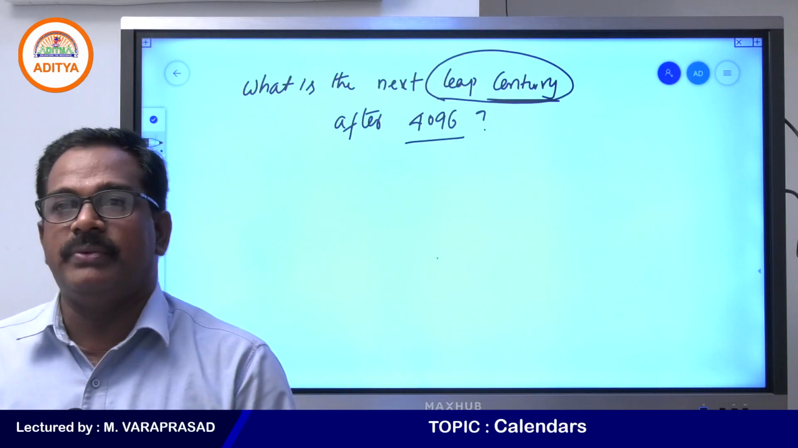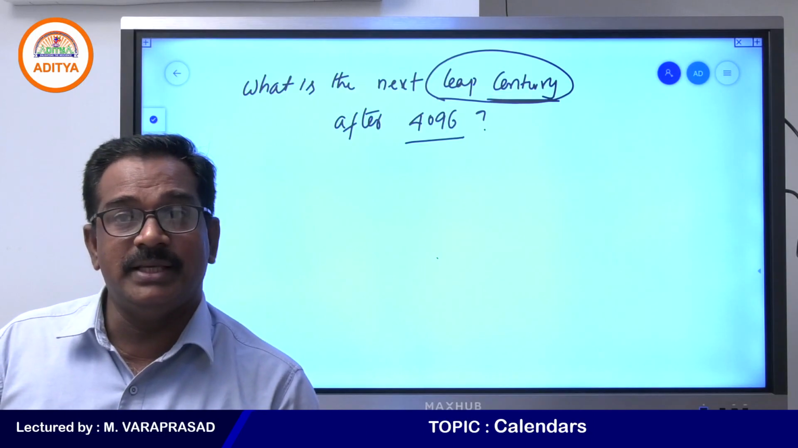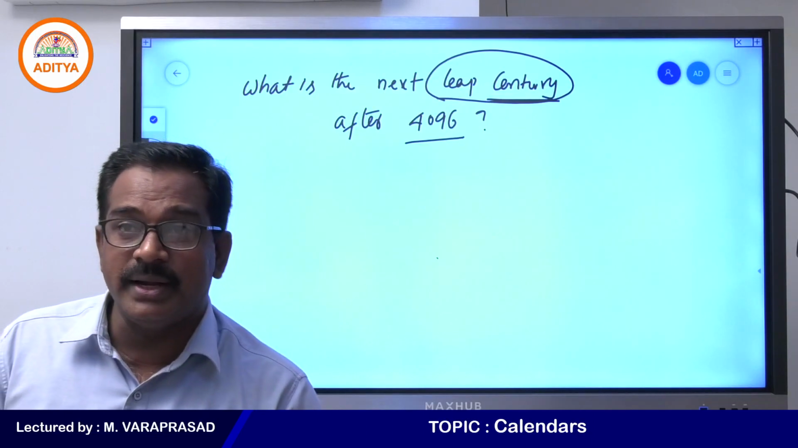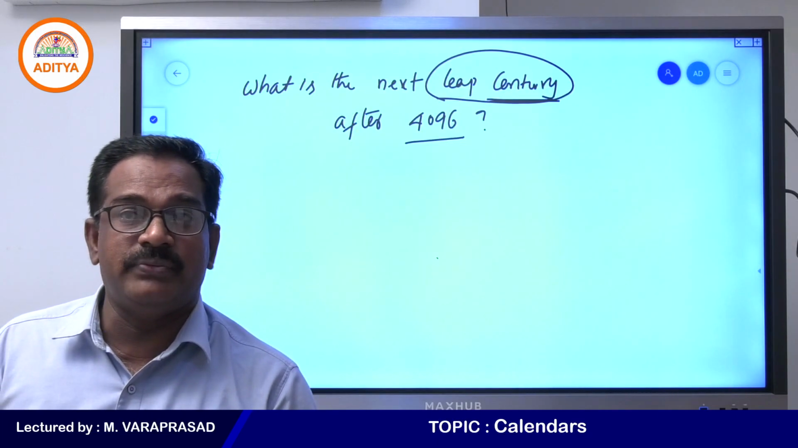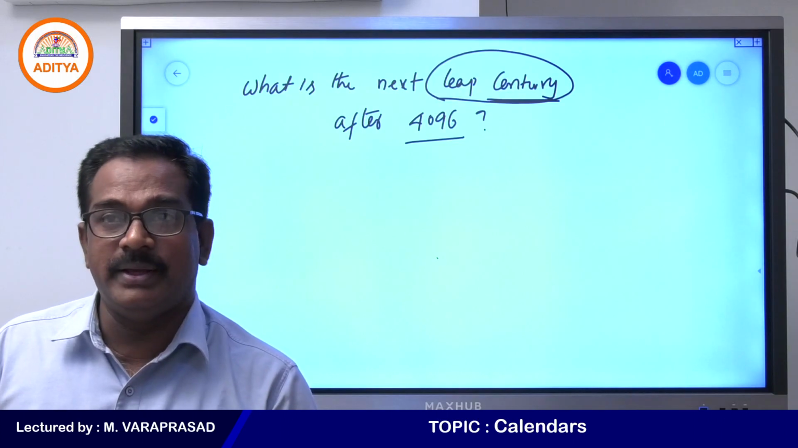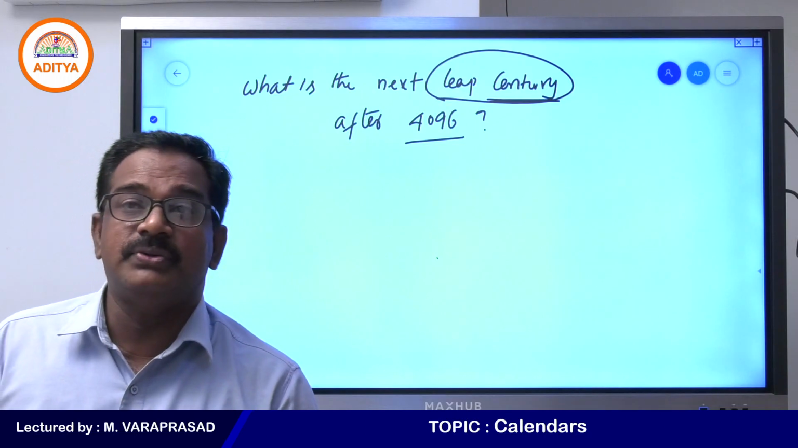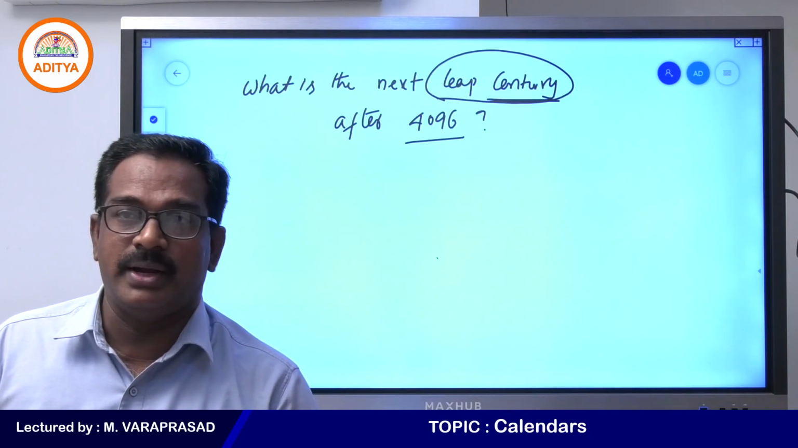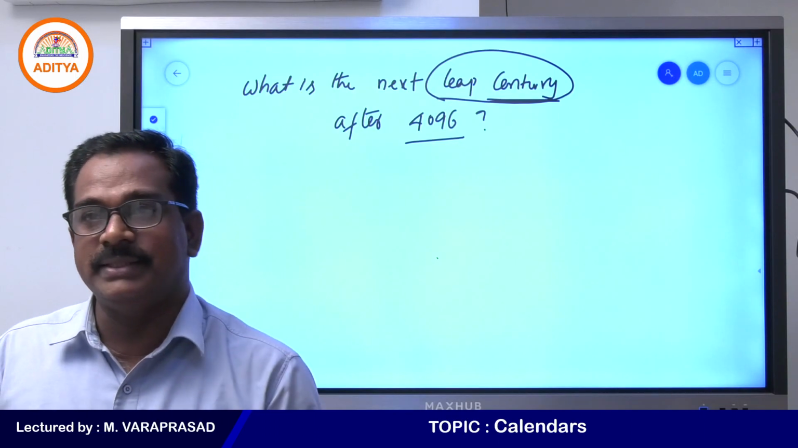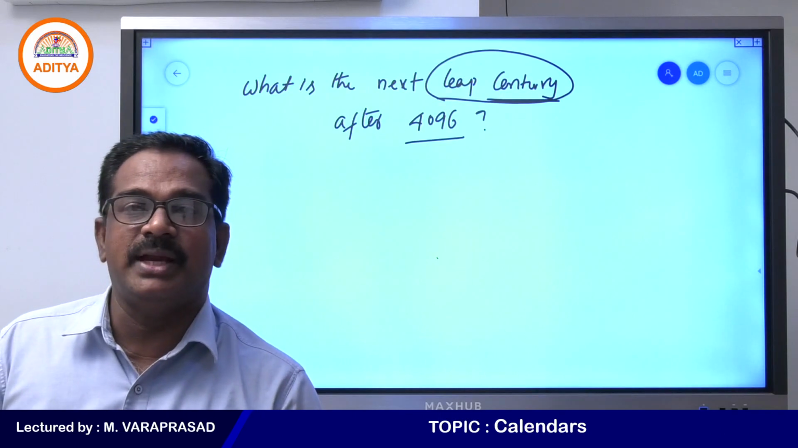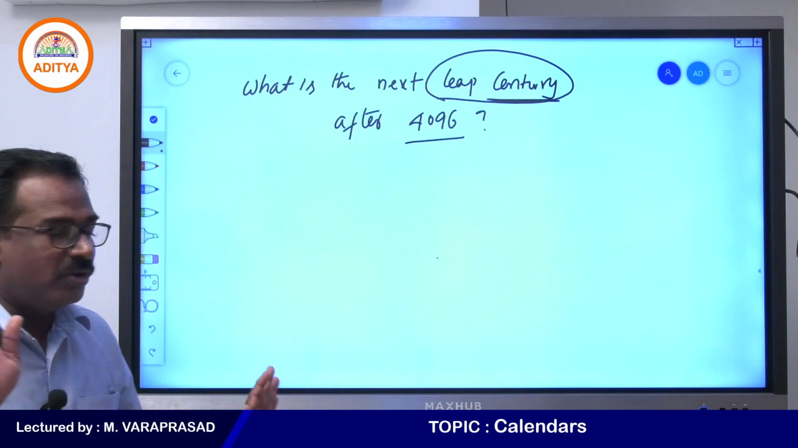4100 cannot be divisible by 400. 4200 cannot be divisible by 400. 4300 cannot be divisible by 400. Yes, my students, 4400 only can be divisible by 400. A century which is divisible by 400 is a leap year in centuries. So multiple of 400 you need to take. 44 is a multiple of 4. Yes, 4400. Very good. Keep that in your mind.